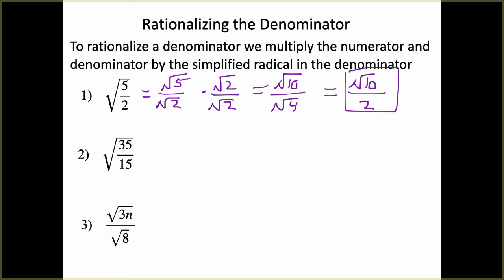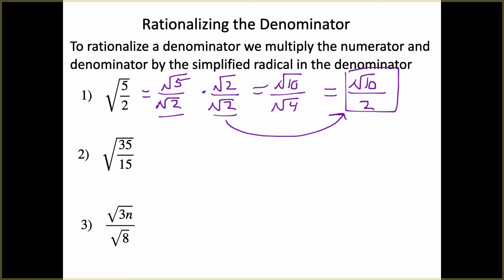And that is my simplified radical form. We have rationalized the denominator. The denominator now has a rational number in it. And like I said earlier, if you recognize that the square root of 2 times the square root of 2 is 2, you can go right to this point right here. You don't need to do that intermediate step.